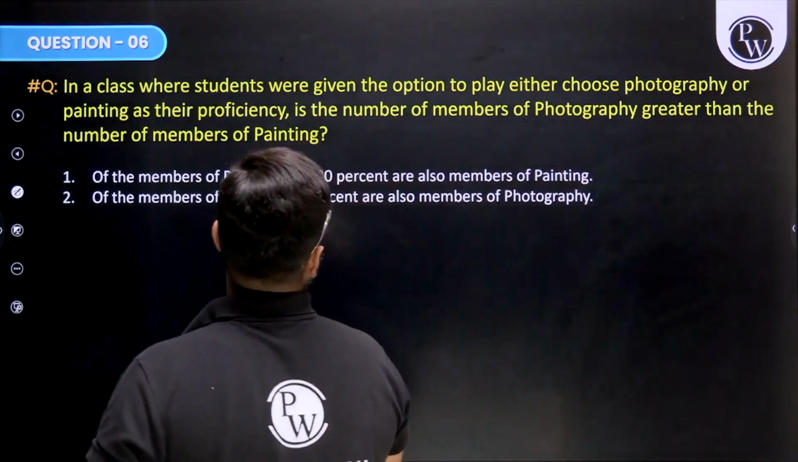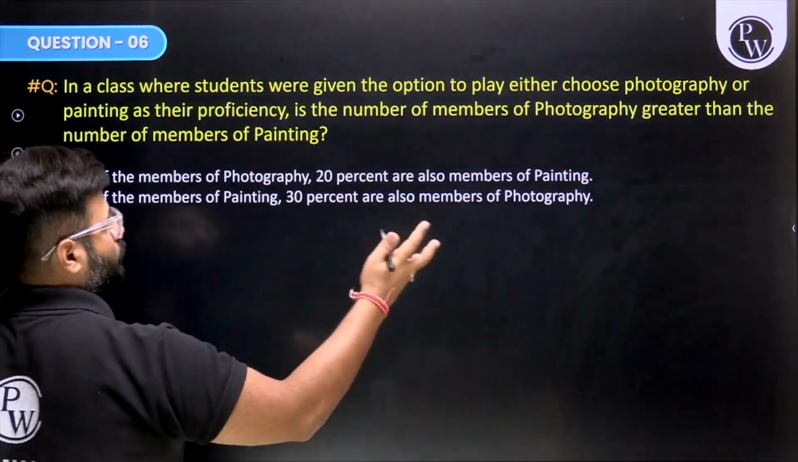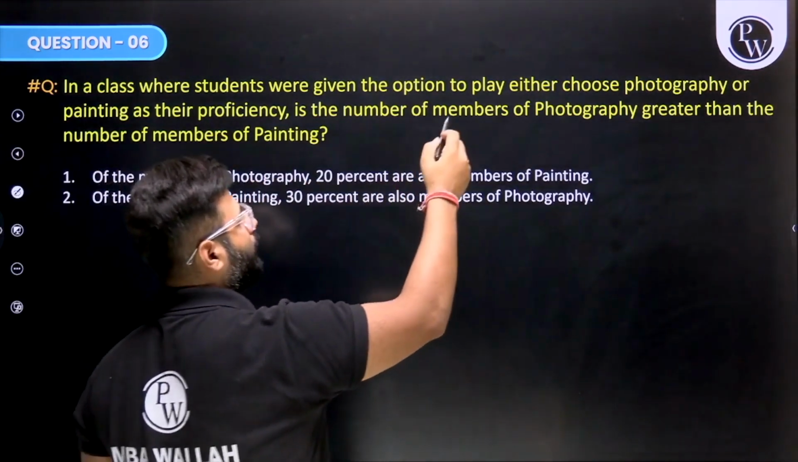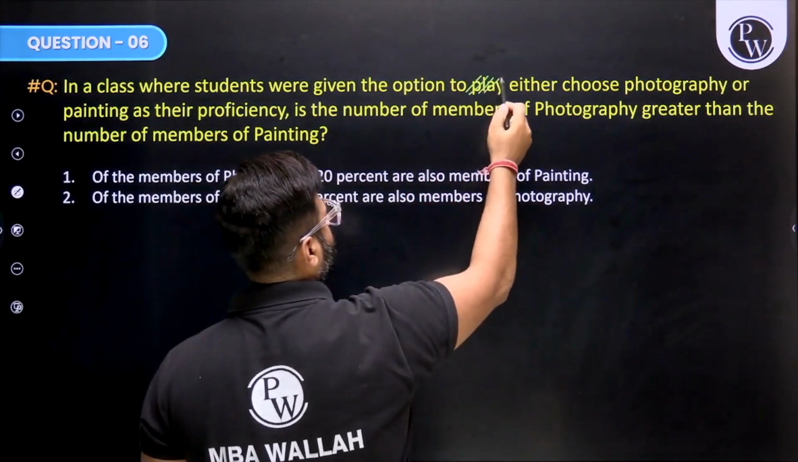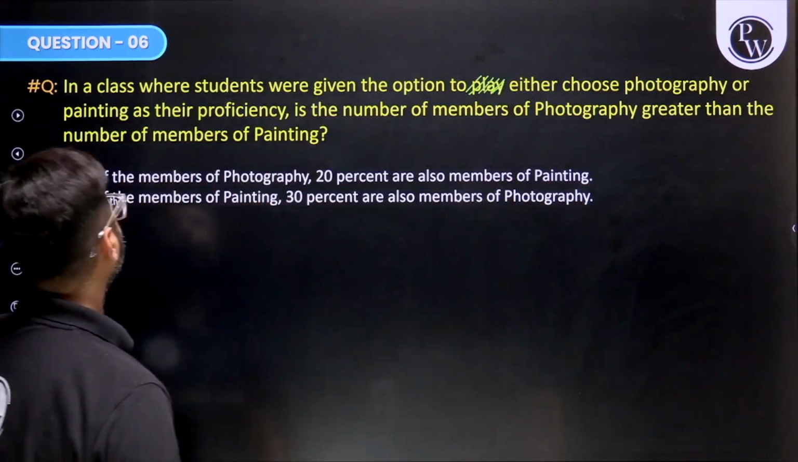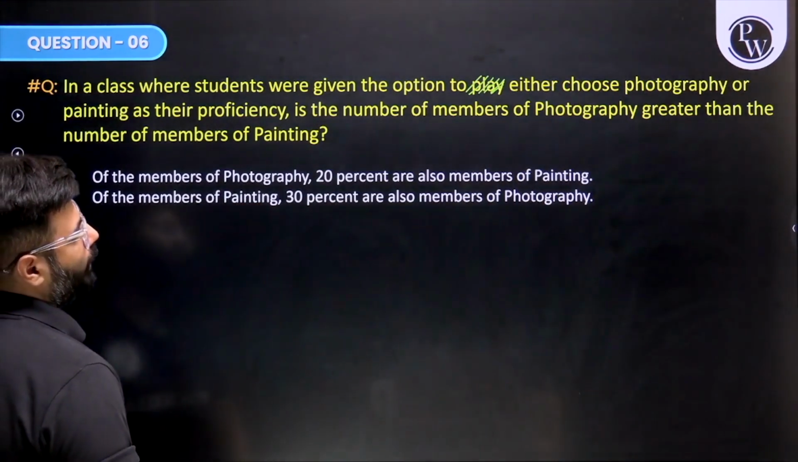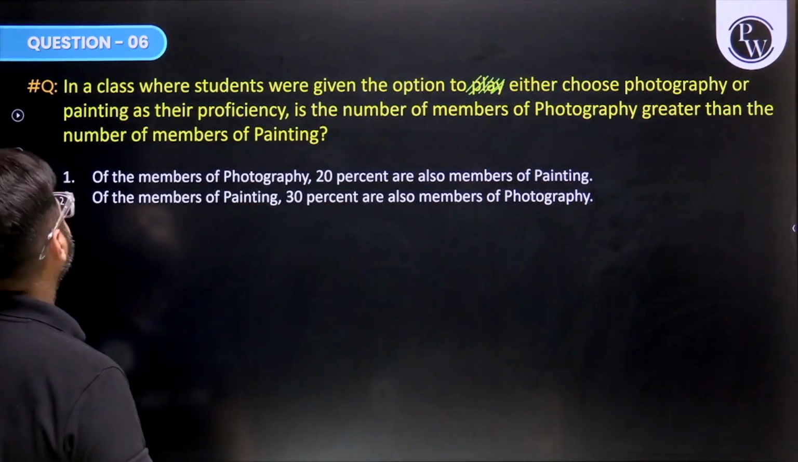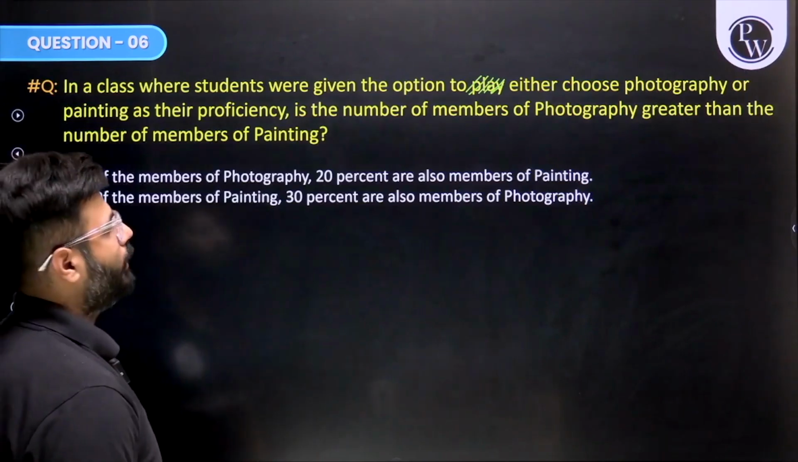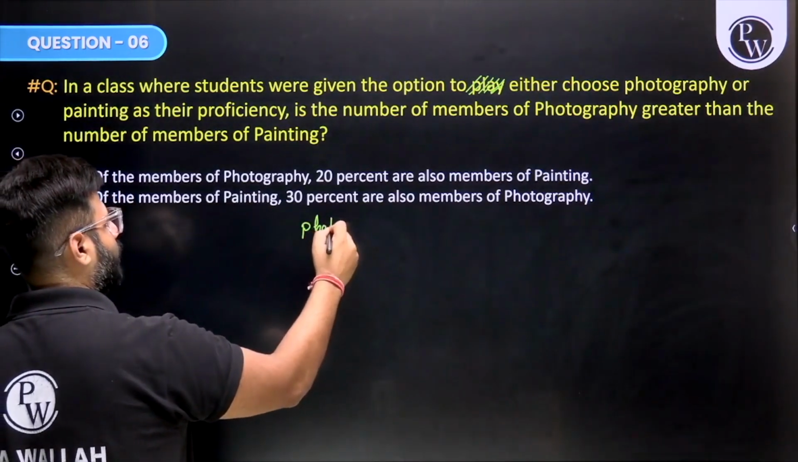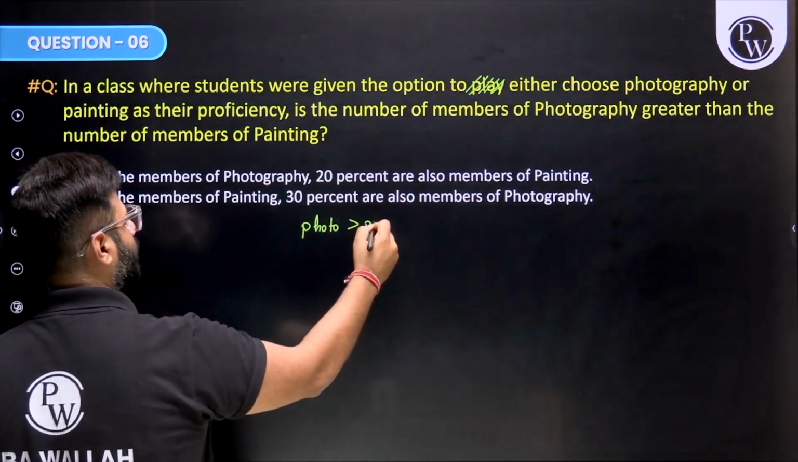In a class, students were given the option to either choose photography or painting as their proficiency. So you can get rid of this word. The number of members of photography is greater than the number of members of painting. All right. So the question is asking us: is photography greater than painting?